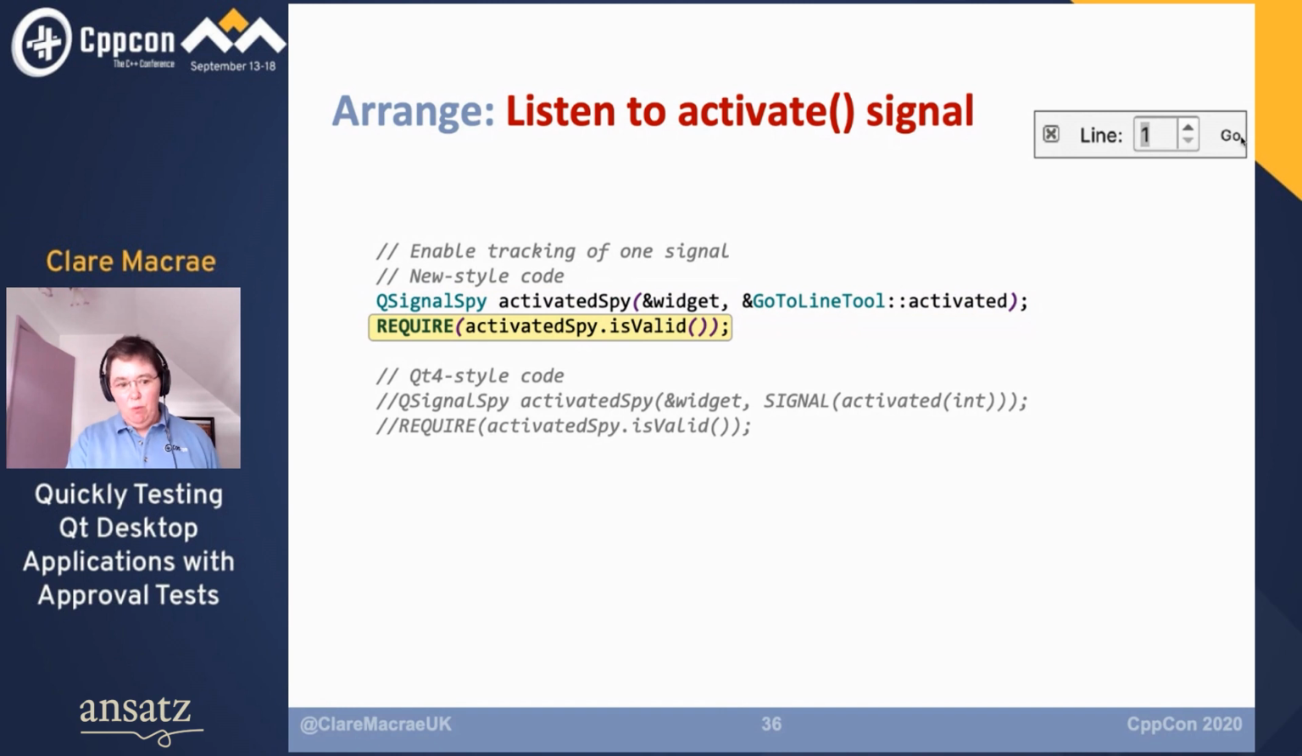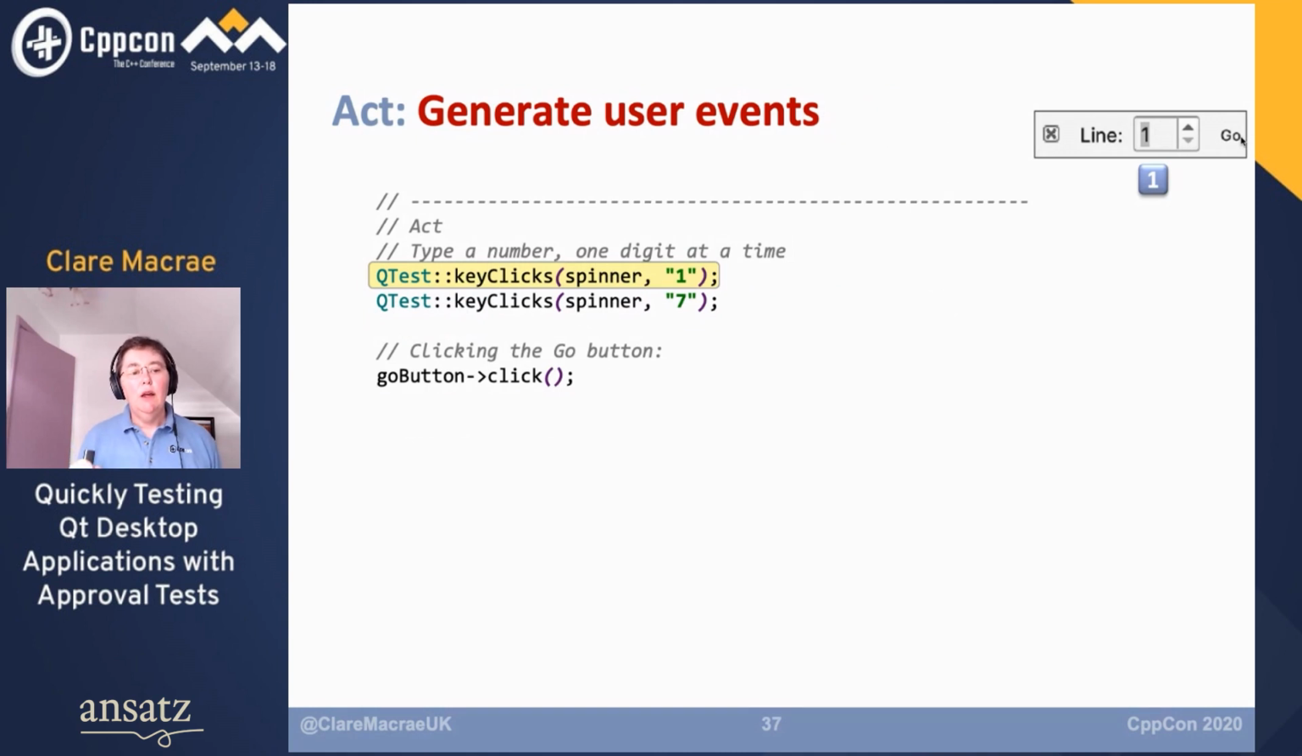If you're using, and we have to, it's strongly documented that you should, after creating a spy, you should check that it's valid so that you don't get tests silently passing through the code not being set up correctly in the test. If you're using Qt 4, you might be familiar with the old style macro-based connections, and that's what that would look like. So we've now got onto the act stage. So Qt Test has some helpful functions for generating events during testing.